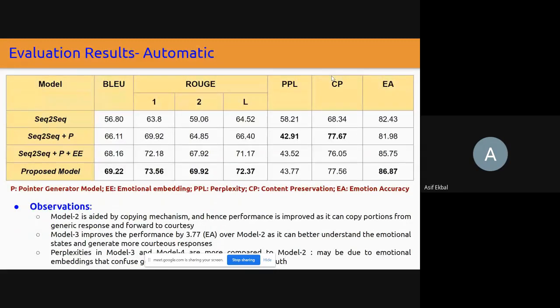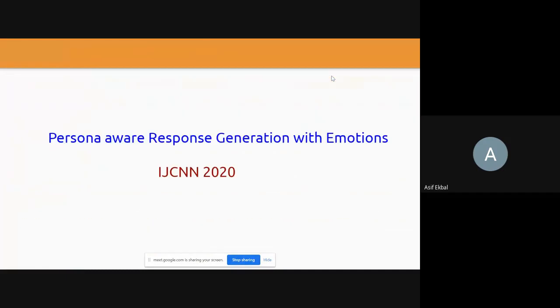And then we did a lot of evaluation. We have seen BLEU is an important metric that matches the ground truth response with the actual system-generated response. ROUGE is another metric, then perplexity, content preservation, etc. And then we have shown that our model was performing well.